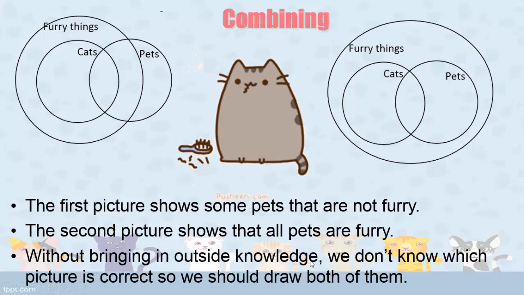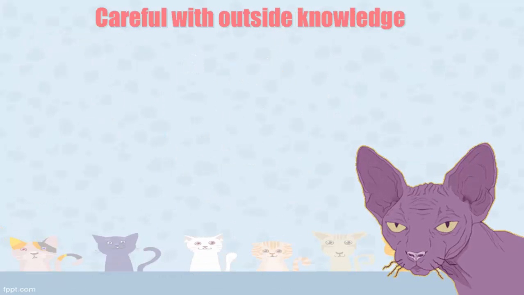Without bringing outside knowledge, we don't know which picture is correct, so we should draw both of them, because we don't know whether or not we're going to talk about the purple fish or the purple parrotfish or the ostrich. So again, we have to be careful of outside knowledge.